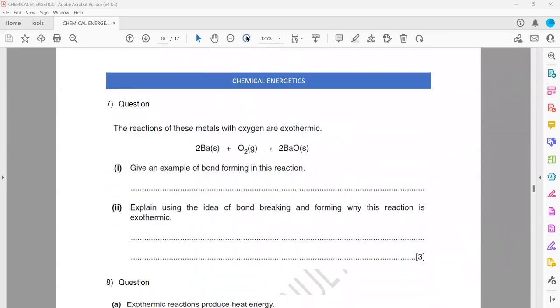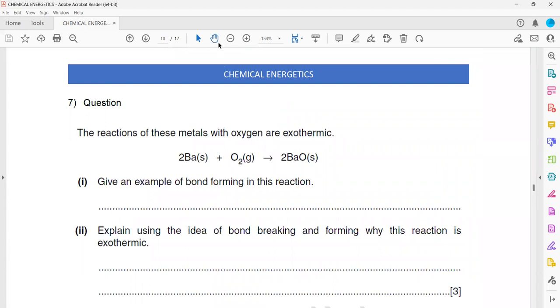In question 7, the reaction of the metal with oxygen is exothermic. Give an example of a bond forming. So the reactant side is a bond breaking side and the product side is a bond forming side. So which one is the bond forming side? The bond forming side is the product side. So give an example of bond forming in this reaction. That's a bond formed between barium and oxygen.